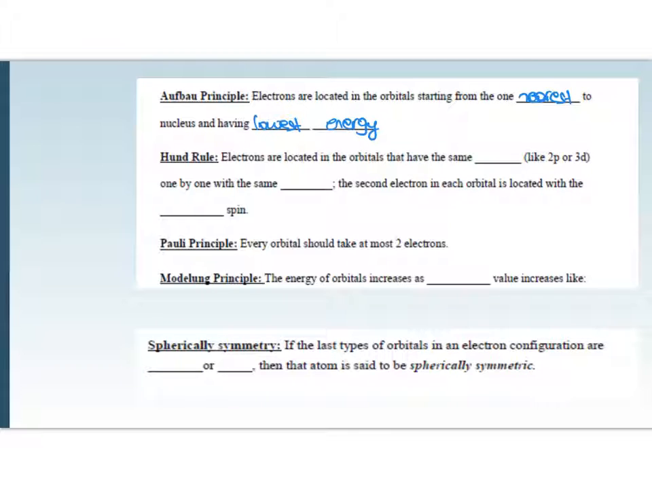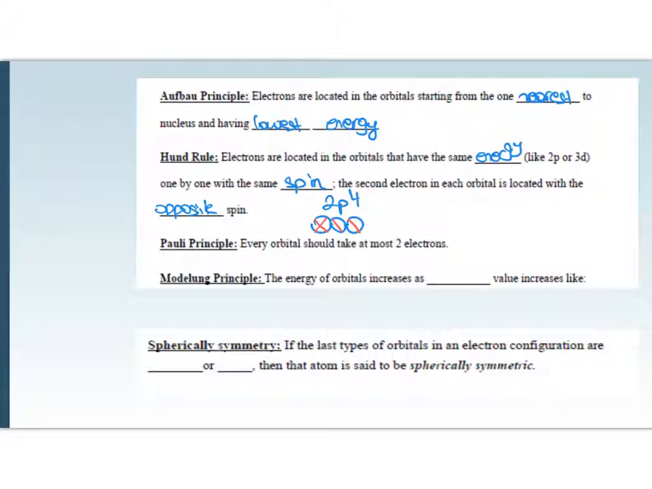The second one, Hund's rule. Electrons are located in the orbitals having the same energy first, like 3p or 3d, one by one with the same spin, and then the electron in each orbital is located with the opposite spin. For example, you have 2p4 here, and p has 3 orbitals. When you locate these 4 electrons, it's going to be like this. First, one by one with the same spin, and then you're going to put the second one with the opposite spin.